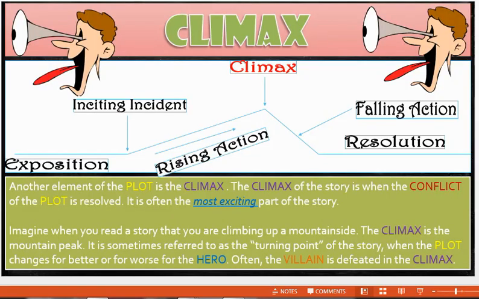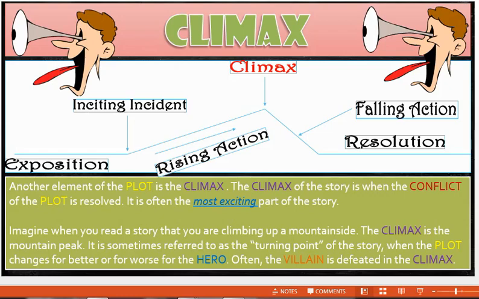The climax is when the conflict of the plot is resolved. It's generally the most exciting part. It could be the bad guy dies, the good guy conquers evil, the shoe fits Cinderella, something good that happens or something bad that happens, because remember, conflict can be good or conflict can be bad. So the climax is sometimes referred to as the turning point, and the hero often defeats the villain.